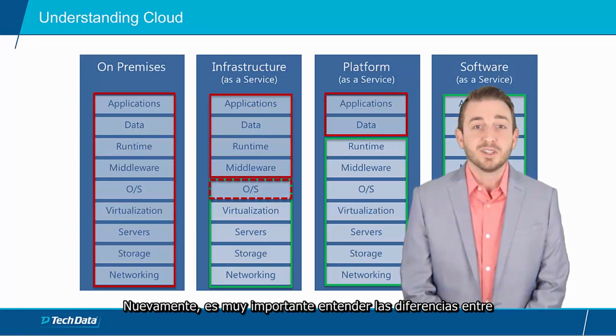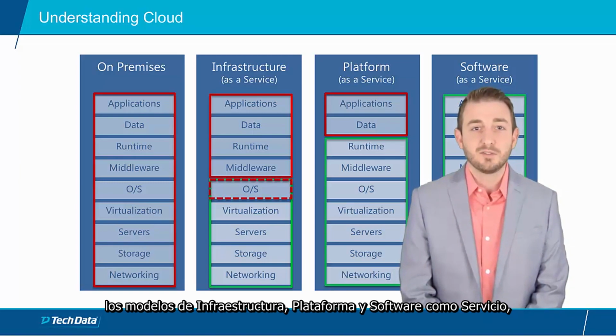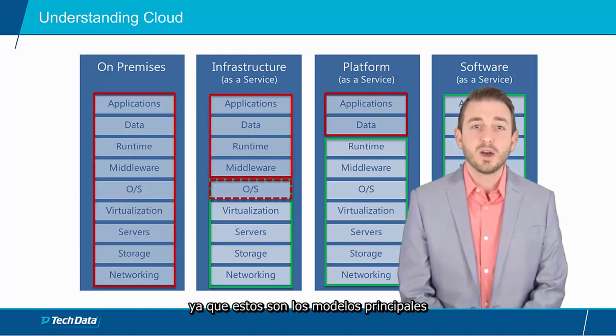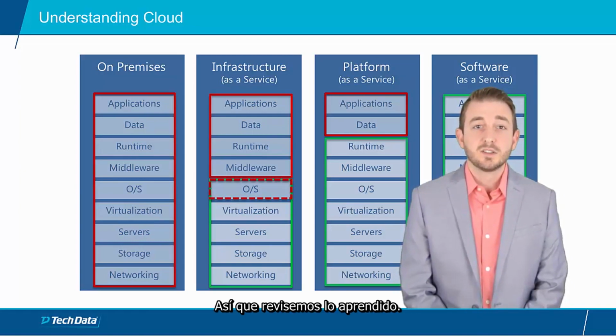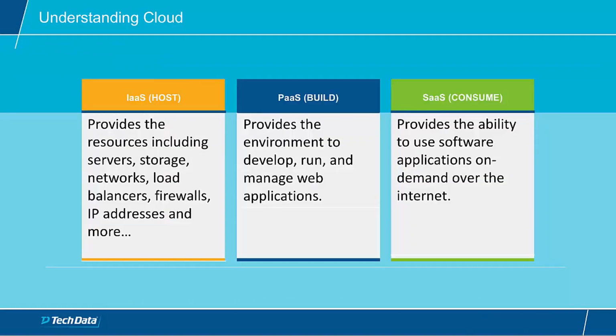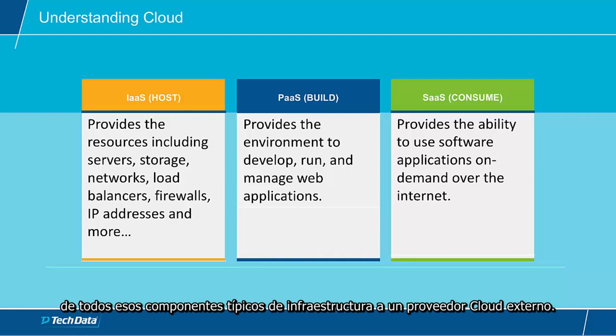Again, it's very important to understand the differences between the infrastructure, platform, and software as a service models, as these are the core models that all the others that you're going to see out there are based on. So let's review what we've learned. An infrastructure as a service, or IaaS, cloud model is where the customer outsources the responsibility and maintenance for all those typical infrastructure components to an external cloud provider.